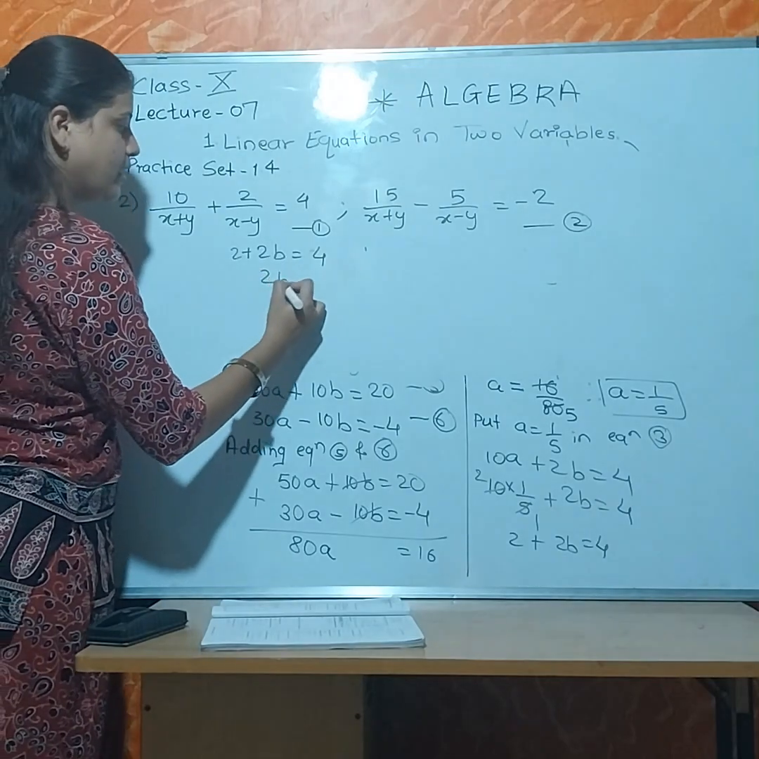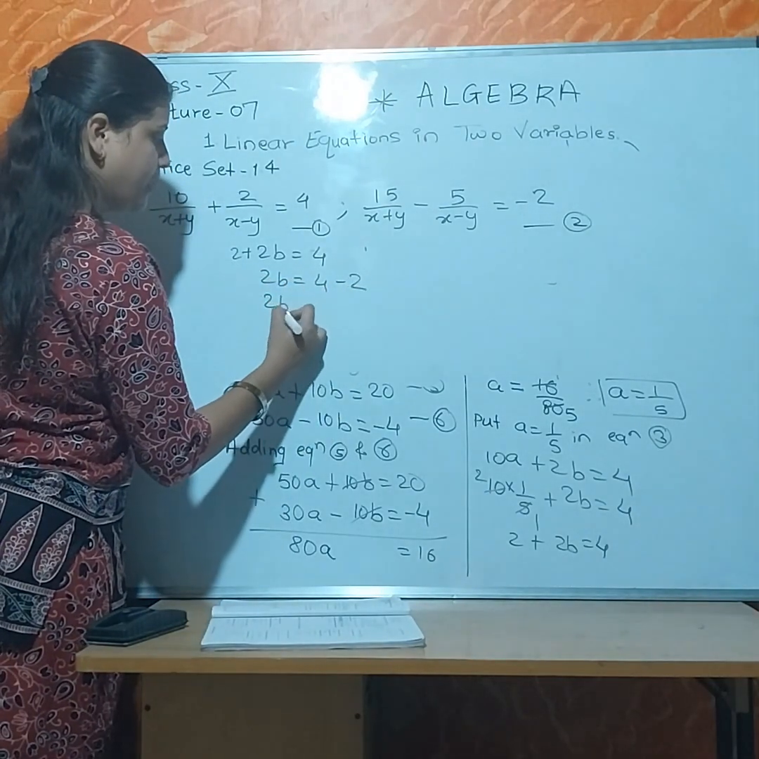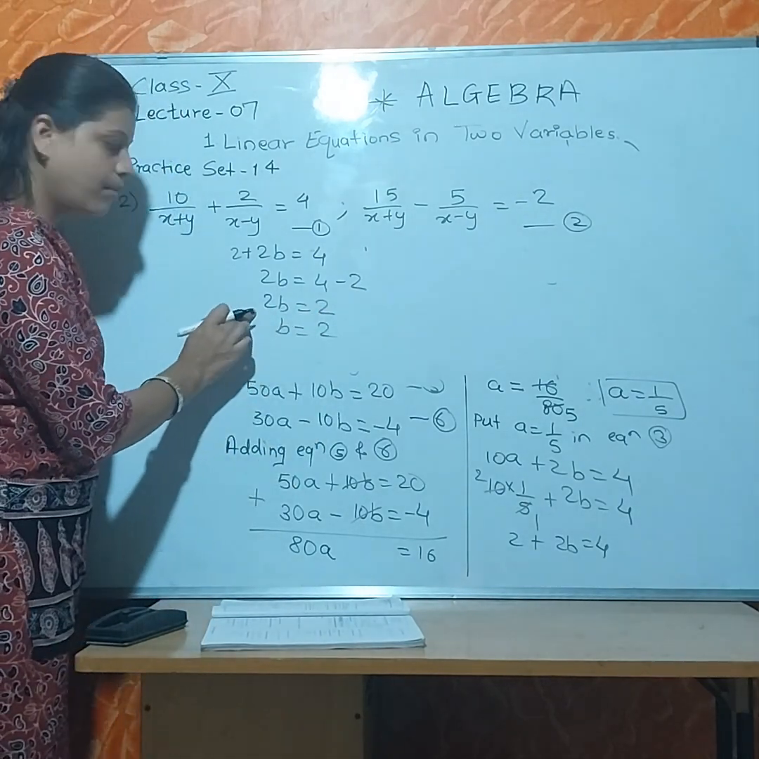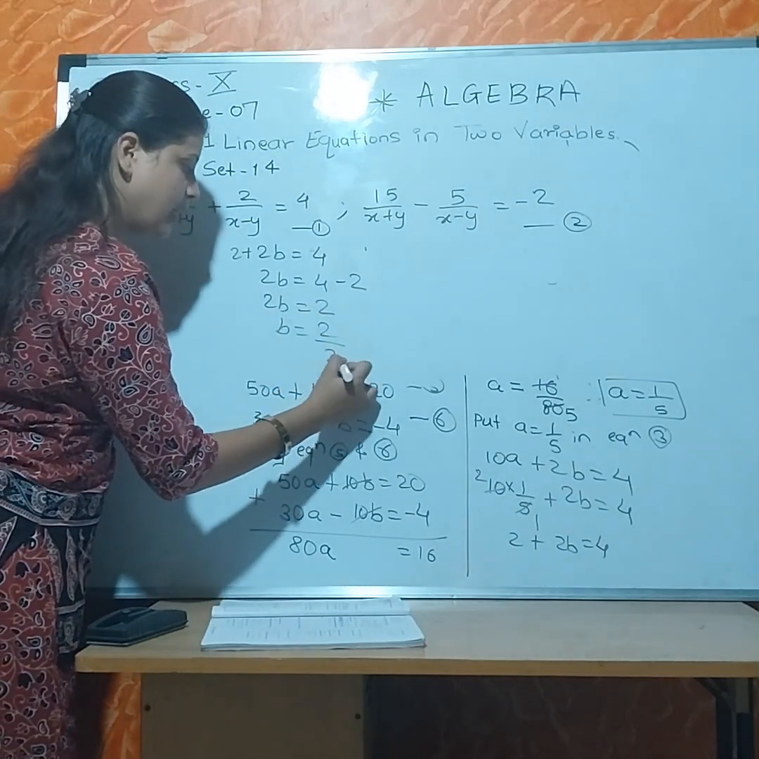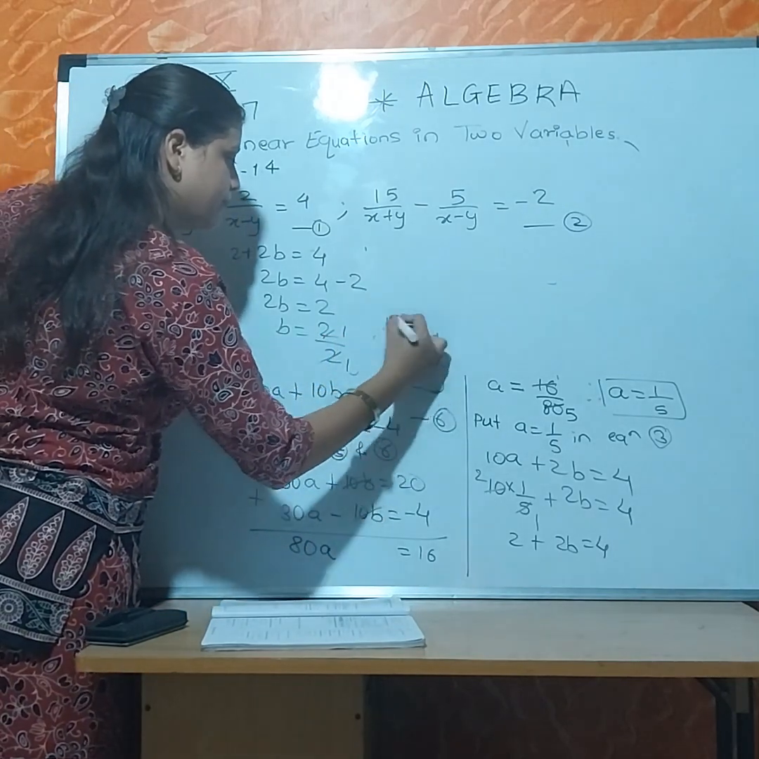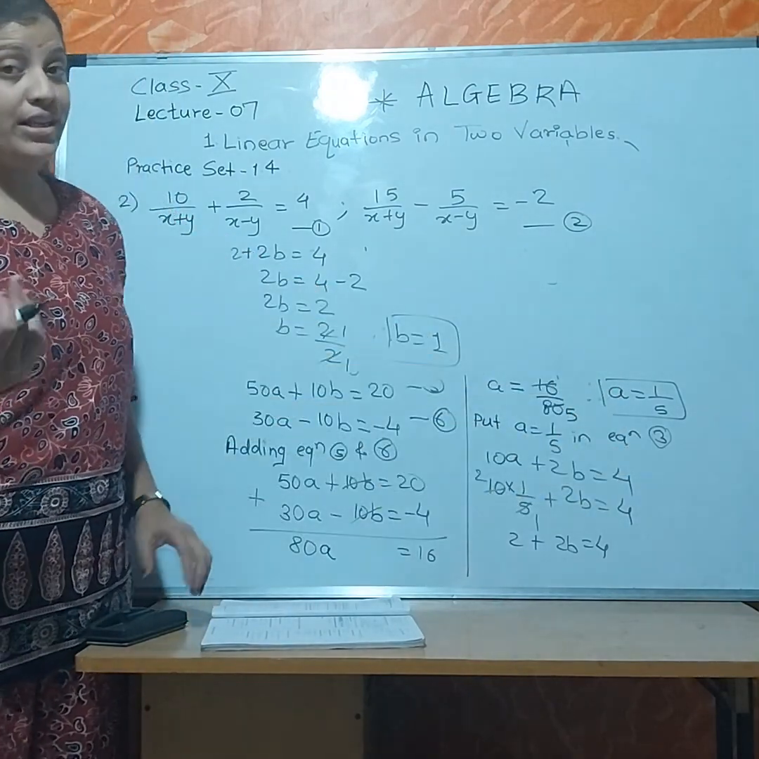Now 2b is equal to 4 plus 2, here it goes minus 2. 2b is equal to 2. b is equal to 2 upon 2. This 2 is in multiplication form. Here it will go divide. So 2 ones are 2. So b is equal to 1. Understood? We have found the values of a and b. Now what is the next step?